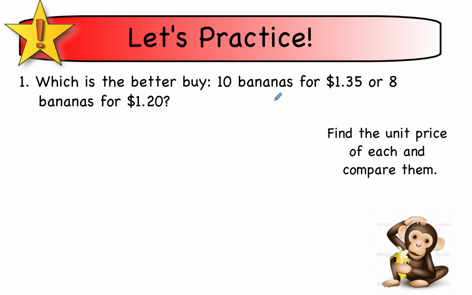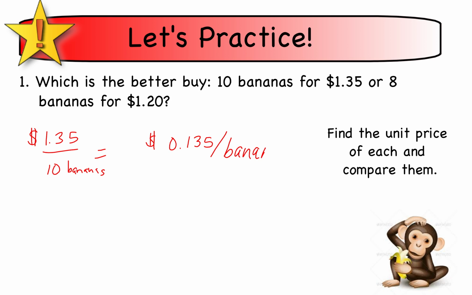So if we have 10 bananas for $1.35, so the cost, $1.35 for 10 bananas, gives us a unit cost, and I should probably put bananas down here. That gives us a unit cost of 0.135 or 13.5 cents per banana. So we'd probably pay 14 cents for a single banana in that scenario.